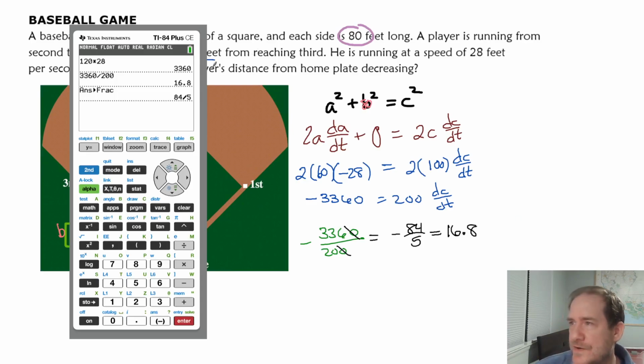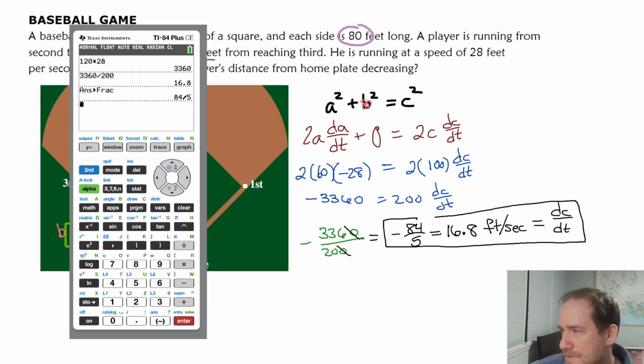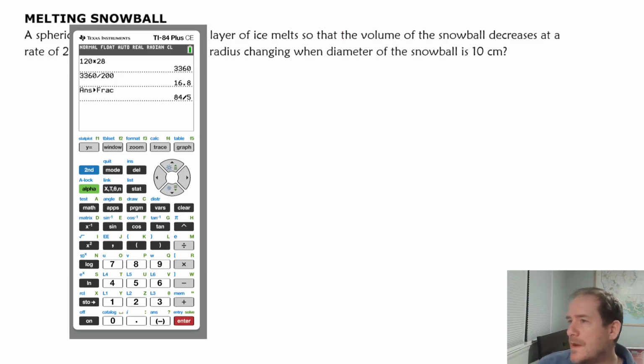And we do need our units, but we were already given one rate of change, which was feet per second, so this one's also going to be feet per second, and that's dc dt. So this question was very similar to the last one. These are both right triangle problems, but that's good. You saw 2 examples now, which is lovely. Let's move on. So the next one, let me get this calculator out of my face.